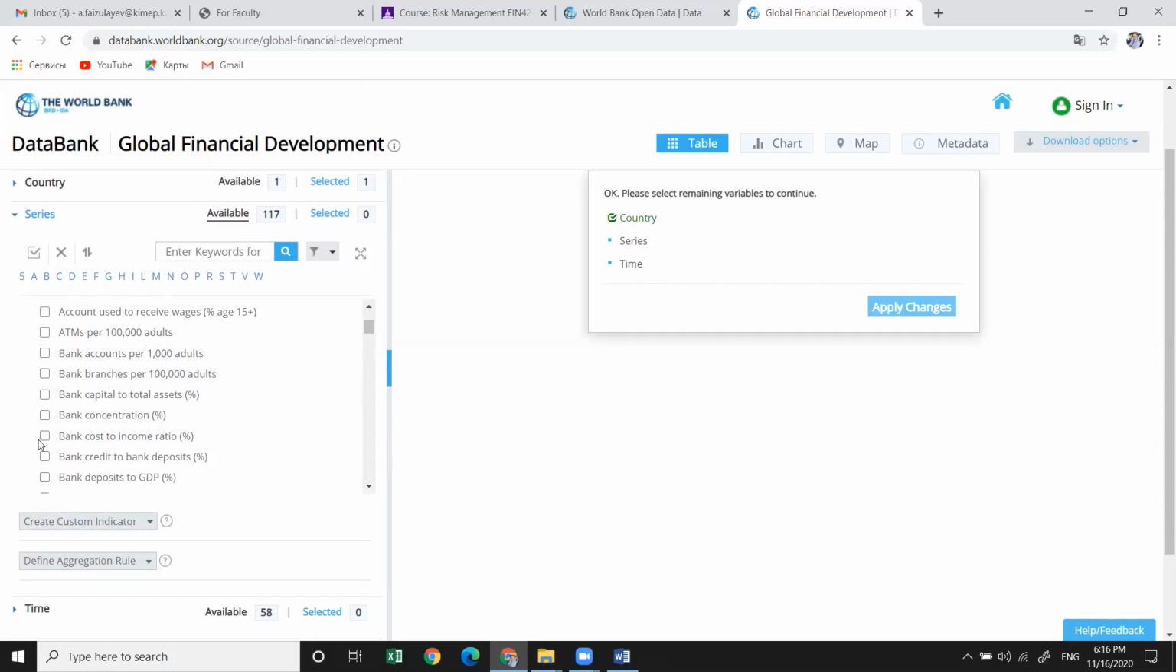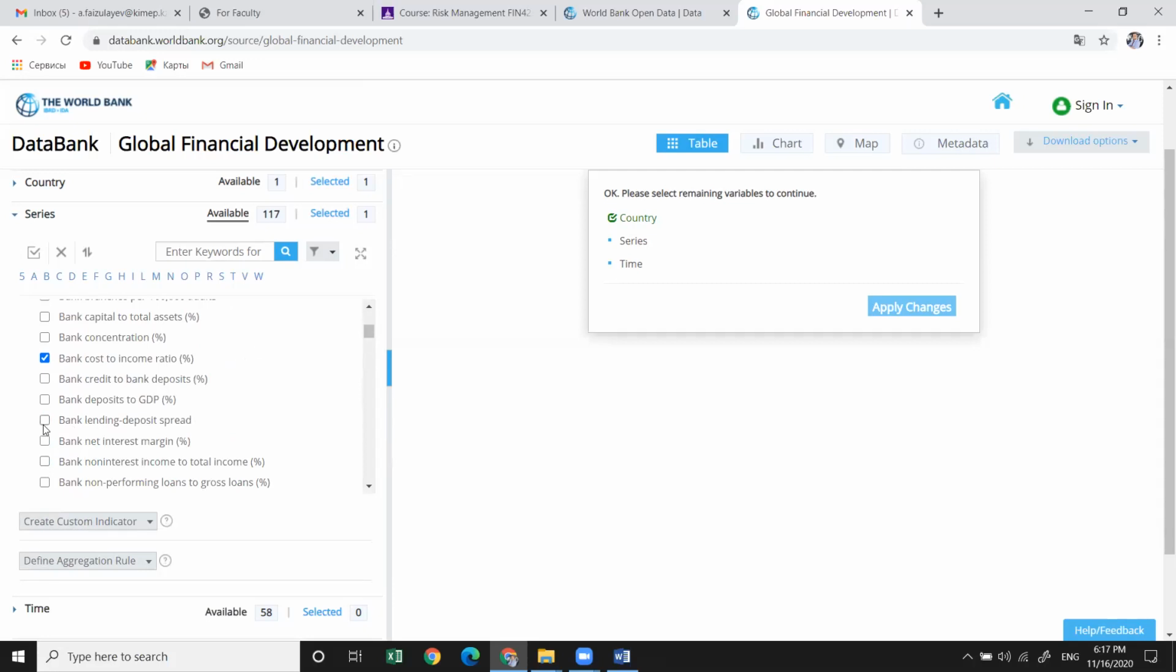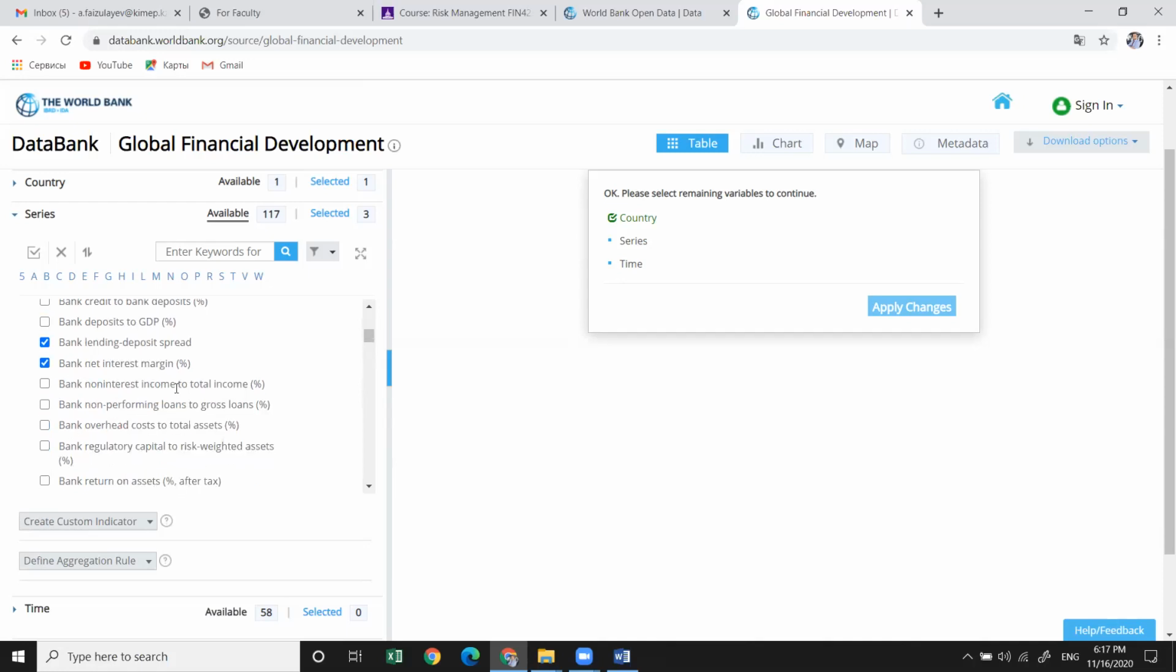This is a good measurement of efficiency; how efficiency is measured is through this ratio. Then bank deposit to GDP, the lending, this is the change in interest rate. Look, this is the spread, which is very good. Bank net interest margin measures the financial performance and profitability of the banks. Bank non-interest income to total income measures profits from non-interest based activities.